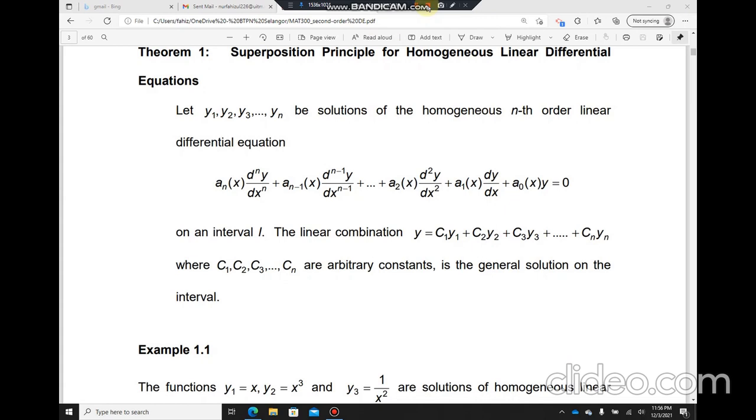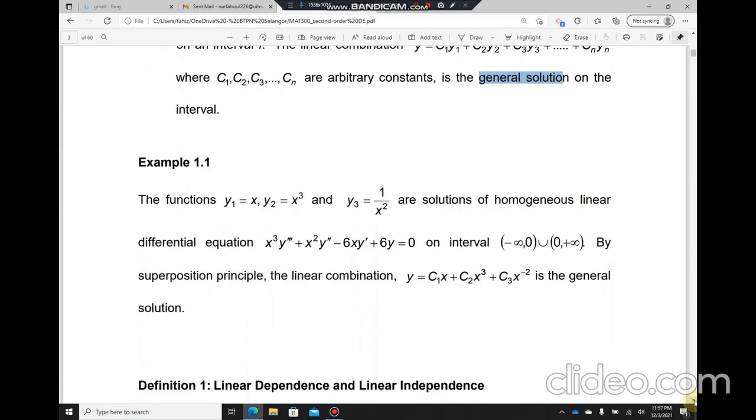Okay, first theorem, superposition principle for homogeneous linear differential equations. Let y1, y2, y3, yn be solutions of the homogeneous n-order linear differential equation on an interval I. The linear combination y equals to c1y1 plus c2y2 plus c3y3 until cn yn, where c1, c2, c3, cn are arbitrary constants, is the general solution on the interval. Okay, so kita ada satu theorem yang kita panggil superposition principle for homogeneous linear differential equation. So maksud dia daripada equation kat sini, linear combination adalah general solution. Okay, so kita tengok example 1.1.